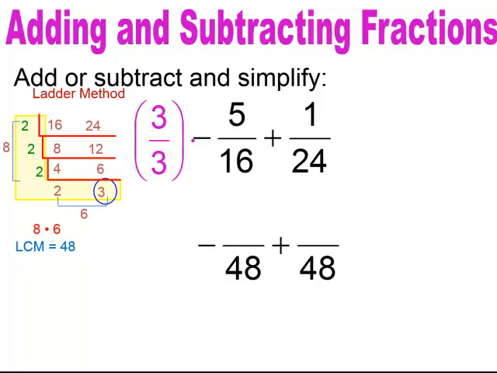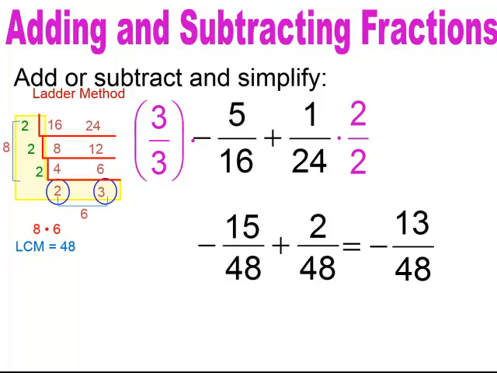The first fraction I'm going to multiply by 3, my second fraction by 2, and I'm going to end up having negative 13 over 48. So be careful, we have different signs. I'm subtracting and keeping the sign of the higher number.